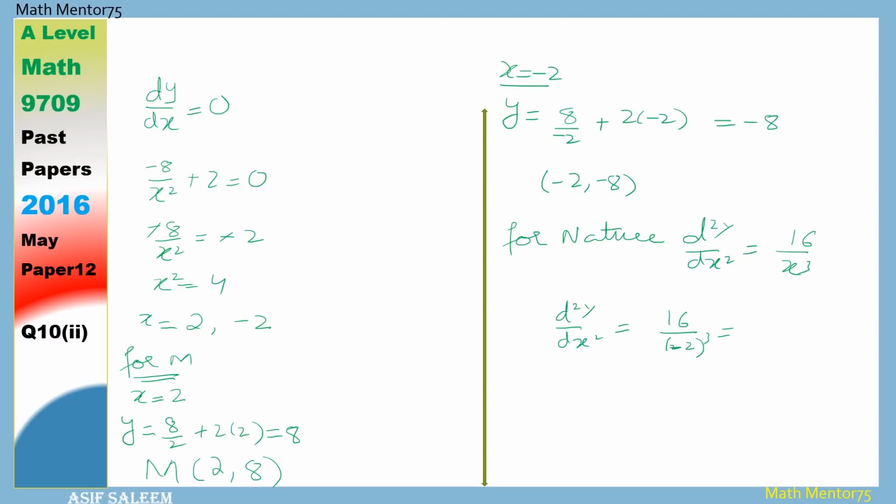16 over minus 8 is minus 2, which is a negative value. Whenever the second derivative is negative after substituting the x coordinate of the stationary point, this means that point is a maximum point. Therefore minus 2, minus 8 is a maximum point, because the second derivative is negative.